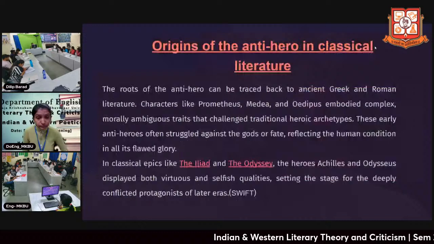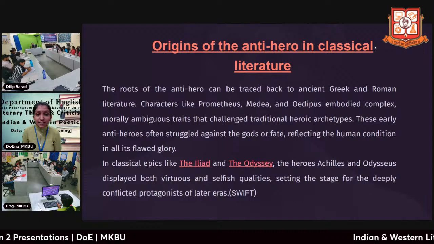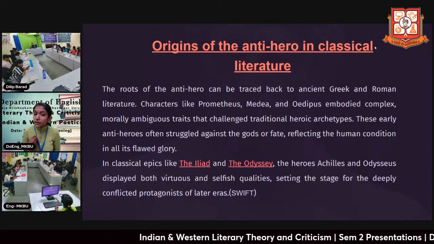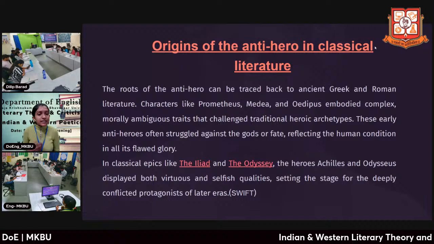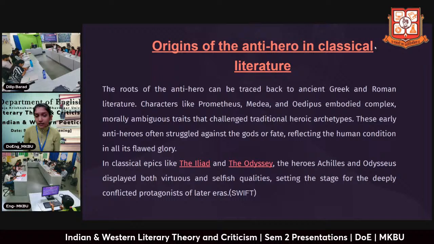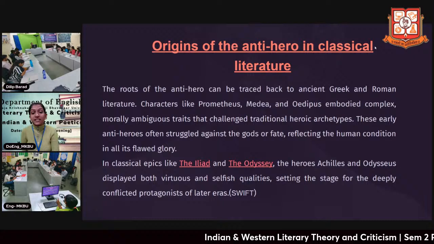The origin of the anti-hero in classical literature: the root of the anti-hero can be traced back to ancient Greek and Roman literature. Characters like Prometheus and Medea, and also in a way Oedipus, with complex morality and ambiguous traits that challenged traditional heroic archetypes. These early anti-heroes often struggled against the gods or fate, reflecting the human condition in all its flawed glory. Just remember this point: in classical literature, they are fighting against the gods or fate, or they are fighting for the human condition.